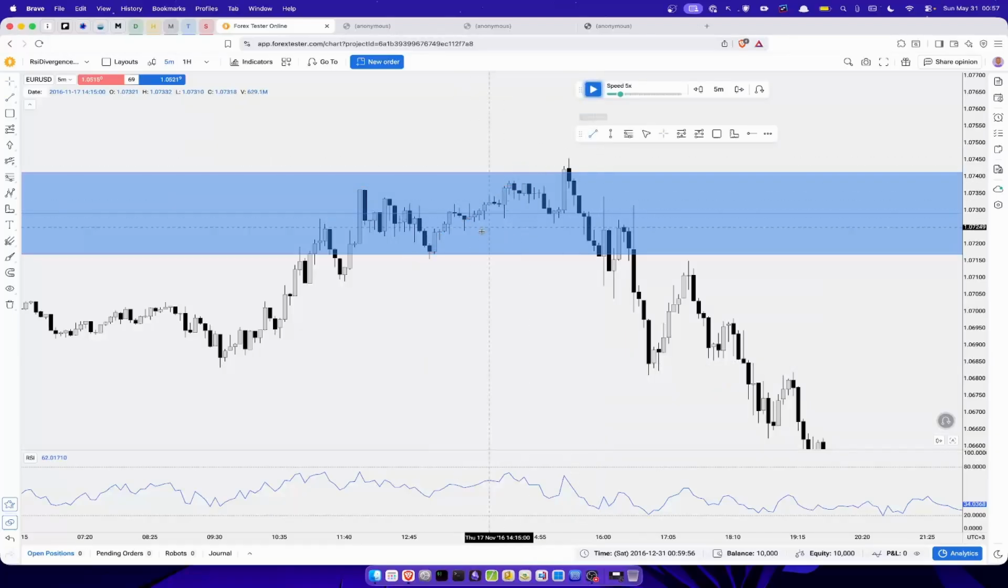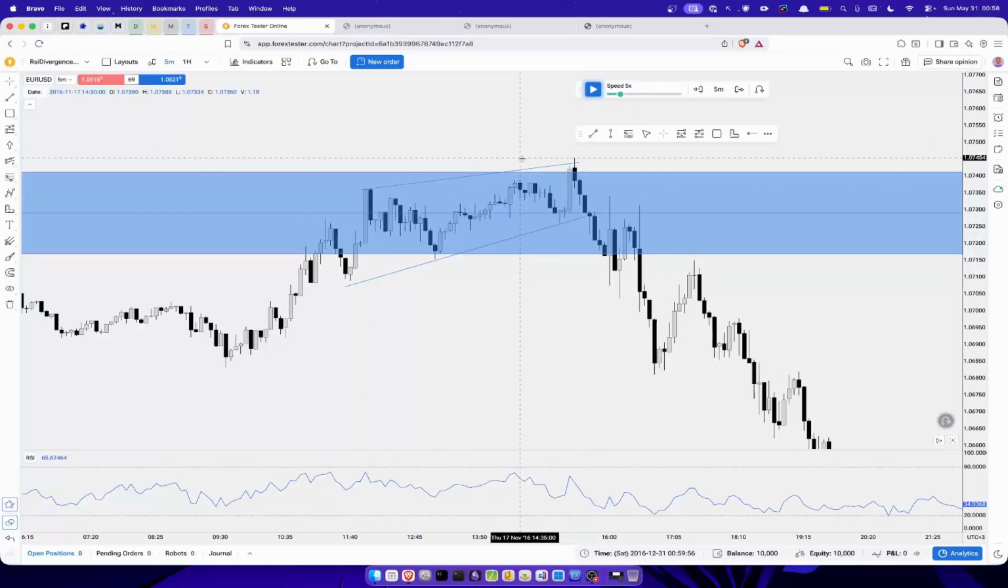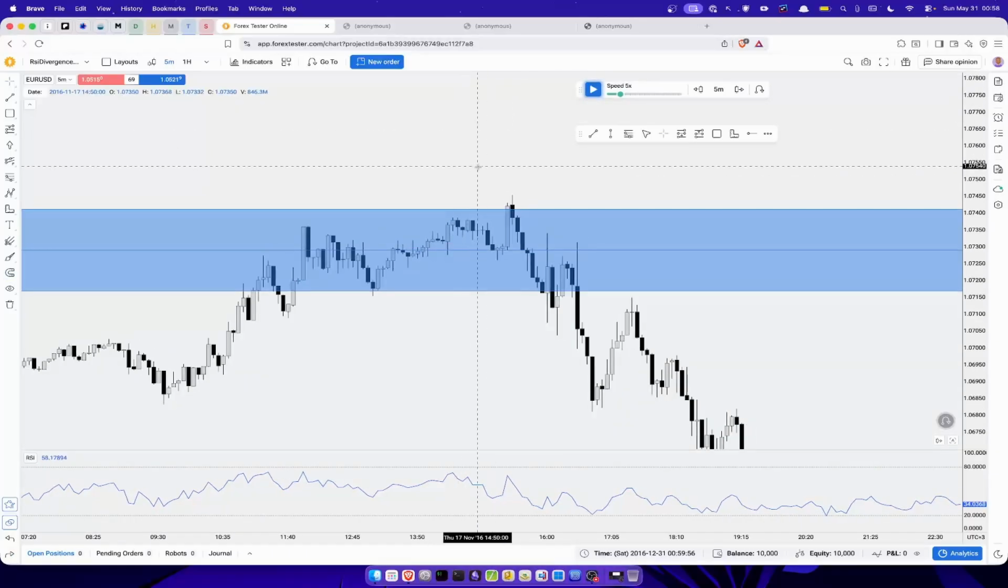Some people would prefer drawing lines, but I'm not really a fan of those. But just know you can do that. Feel free to do it. But in this case, the thing that I wanted to highlight is that, as you can see, the market is forming a higher high and the RSI indicator is forming a lower low. And in this case, we have a signal.